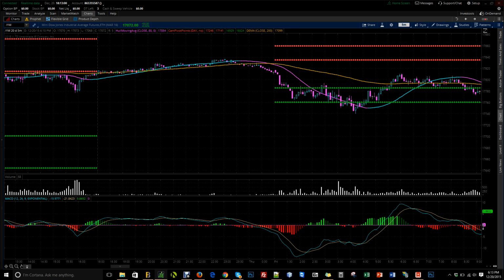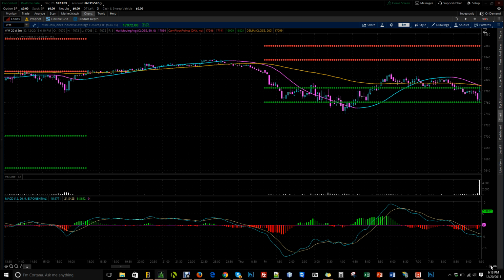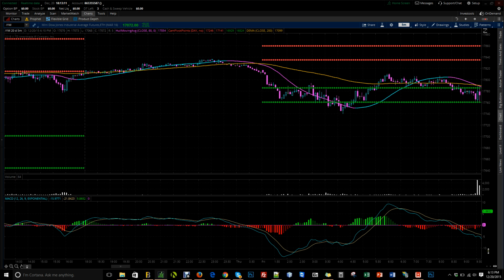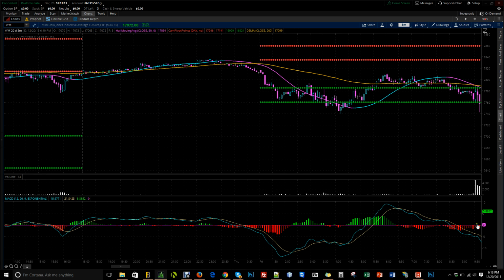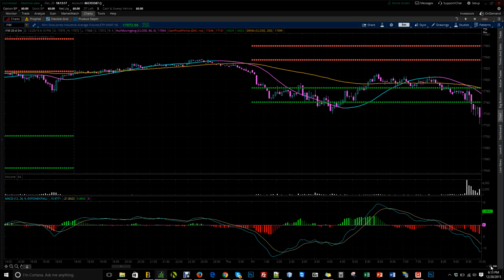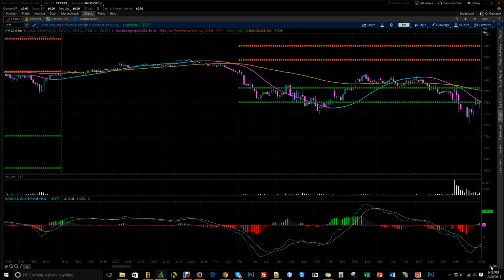MACD looks like it's leveling out a bit though, so be careful with that trade if you entered it. Looks like it wants to go into a sell. Okay, came down there to the pivot level. Alright, came down to the previous low. So, would have been a good one. Even went below that.